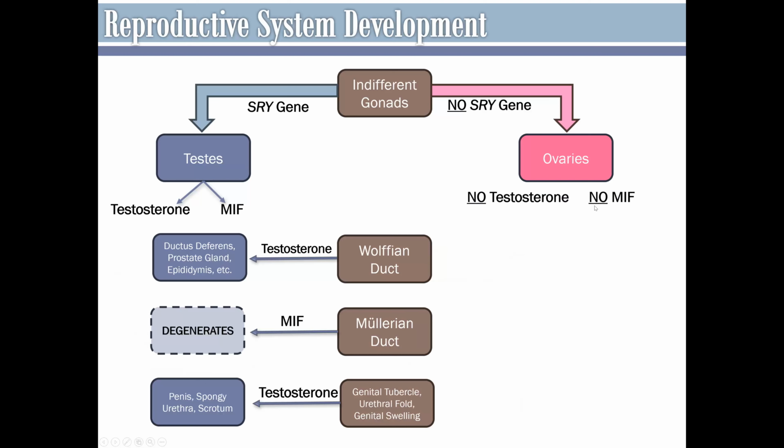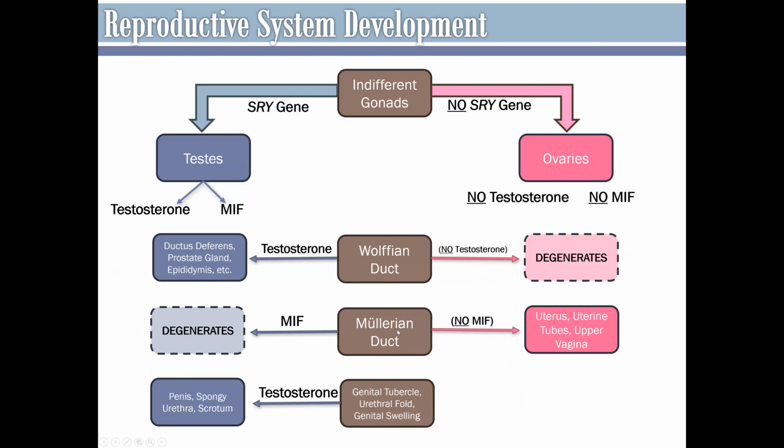Once they become ovaries, they do not produce testosterone, nor do they produce Mullerian inhibiting factor. So in the absence of testosterone, the Wolffian duct degenerates. In the absence of the Mullerian inhibiting factor, the Mullerian duct becomes the uterus, uterine tubes, and upper vagina. And in the absence of testosterone, these external embryological structures become the clitoris, labia minora, and labia majora, or the female external genitalia.